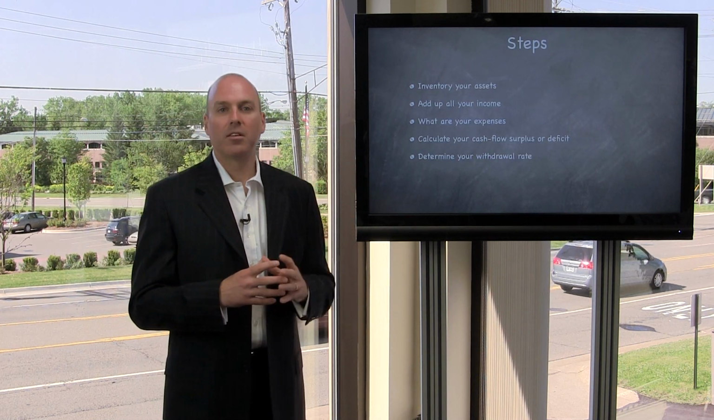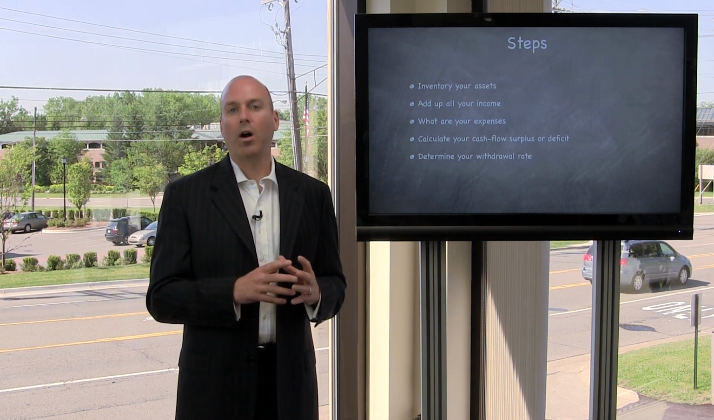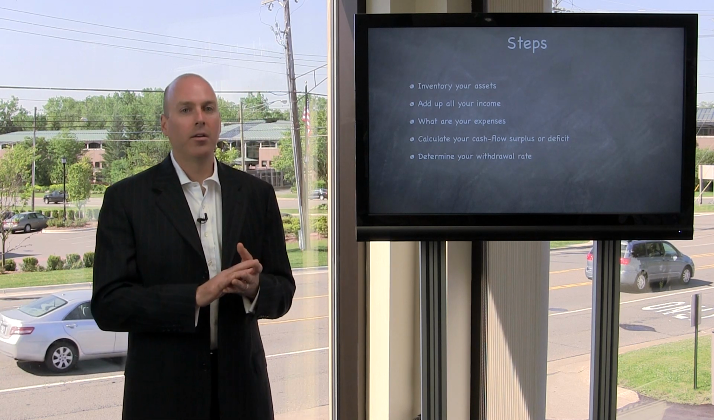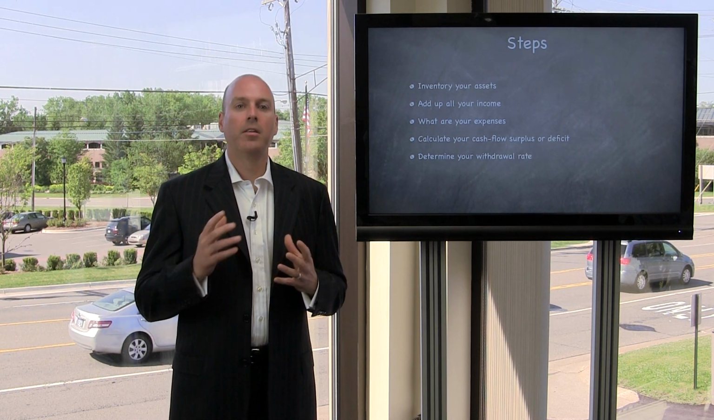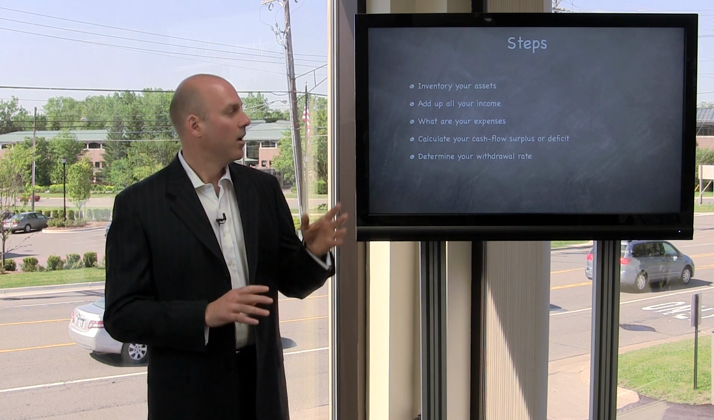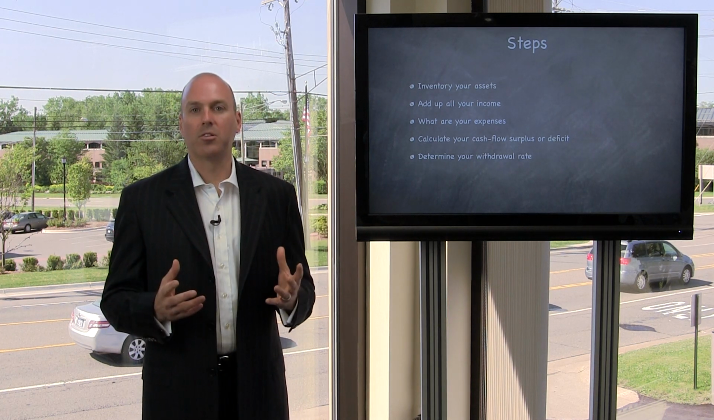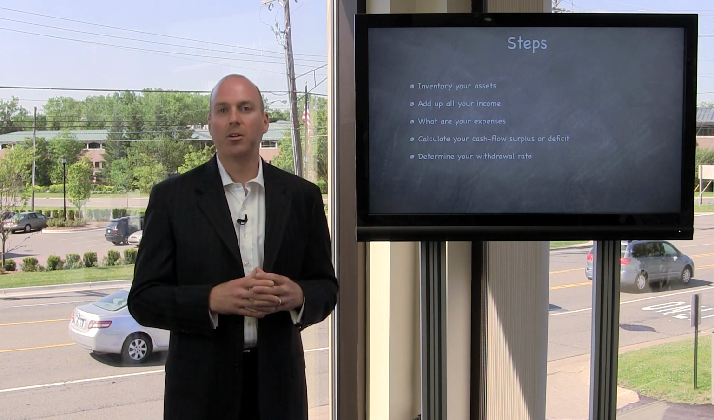So there's 5 basic financial organization steps that we're going to walk through in this video. Step 1, inventory your assets. Then add up all your income. Next, add up all your expenses. Calculate your cash flow surplus or deficit. And finally, determine your withdrawal rate.